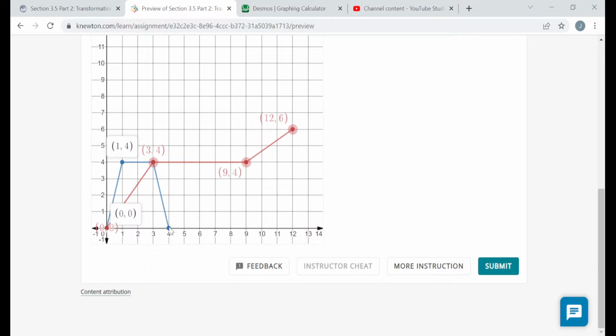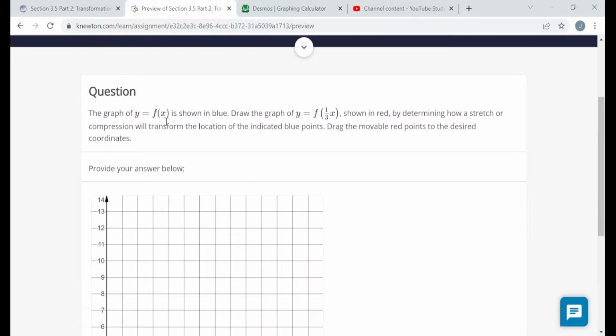And then this point's at 4, 0. Multiply the x-coordinate by 3, you get 12, 0. And there you go. This red graph is the blue graph horizontally stretched by a factor of 3. Every point on the red graph is 3 times as far away from the y-axis as the corresponding points on the blue graph. And that's what happens when x is replaced by 1/3 x throughout a rule.